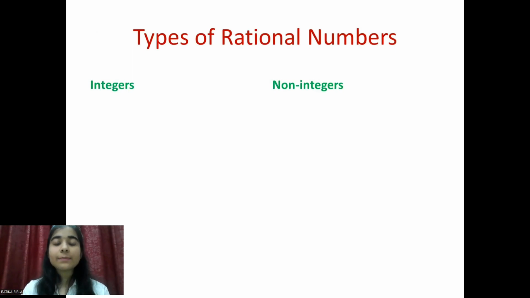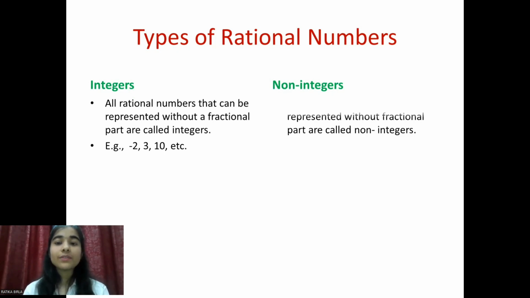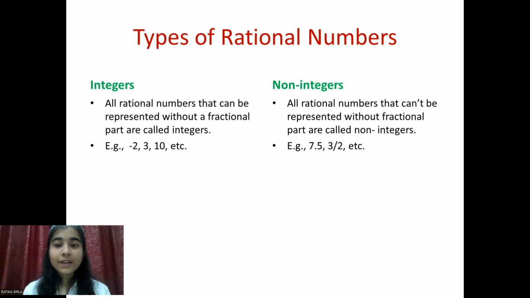Now let's move to types of rational numbers. There are two types of rational numbers. One are integers and other are non-integers. Integers are those rational numbers that can be represented without a fractional part. For example, minus 2, 3, 10, these are all integers. Non-integers are those that have a fractional part in them. For example, 7.5, 3 by 2, both are fractions, both are non-integers.